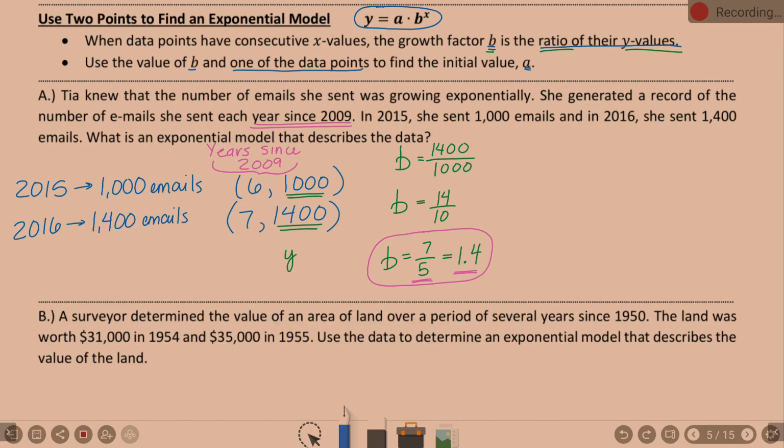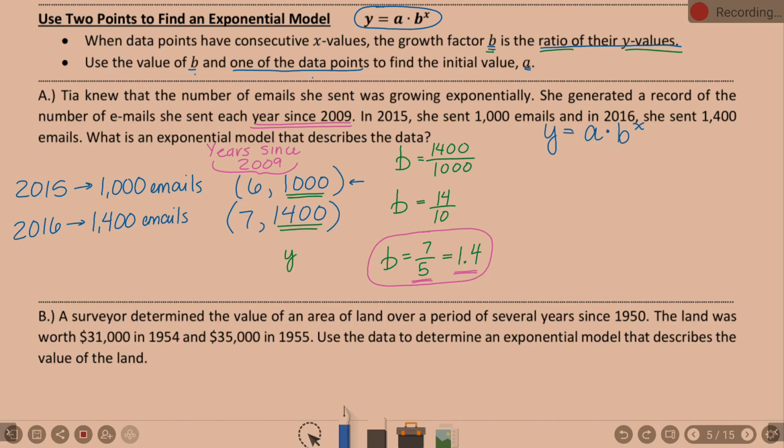Now, after you find B, what did it say? Use the value of B and one of the data points, one of your ordered pairs, to find A. So keep in mind, the basic equation is y equals A times B to the X. Fill in an ordered pair and fill in your B value. Which ordered pair do we want to use? I'd probably use 6, 1000.